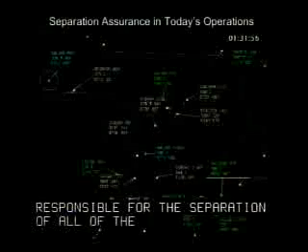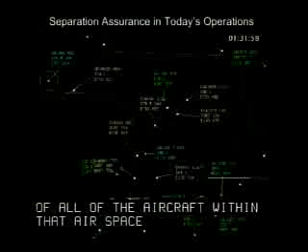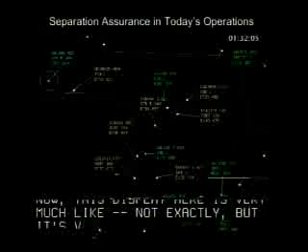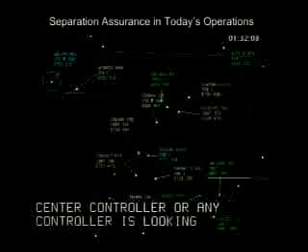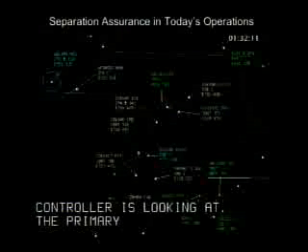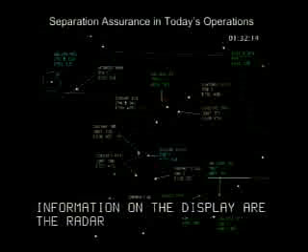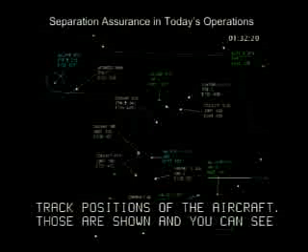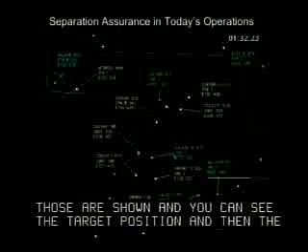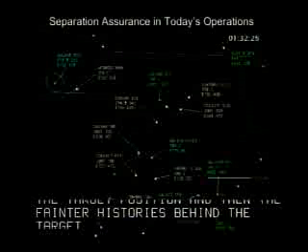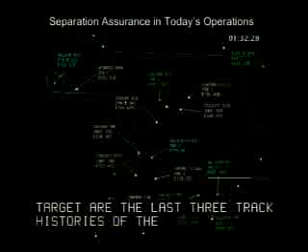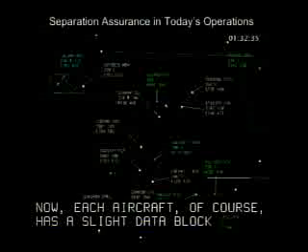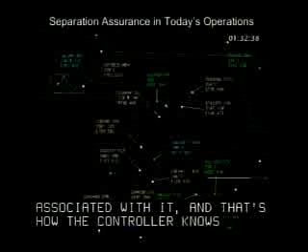Now, this display here is very much like, not exactly, but very much like what a center controller or any controller is looking at. The primary pieces of information on the display are the radar targets. The radar track positions of the aircraft. Those are shown, you can see the target position, and then the fainter histories behind the target are the last 3 track histories of the particular aircraft. Now, each aircraft, of course, has a flight data block associated with it, and that's how the controller knows the call sign of the particular aircraft.